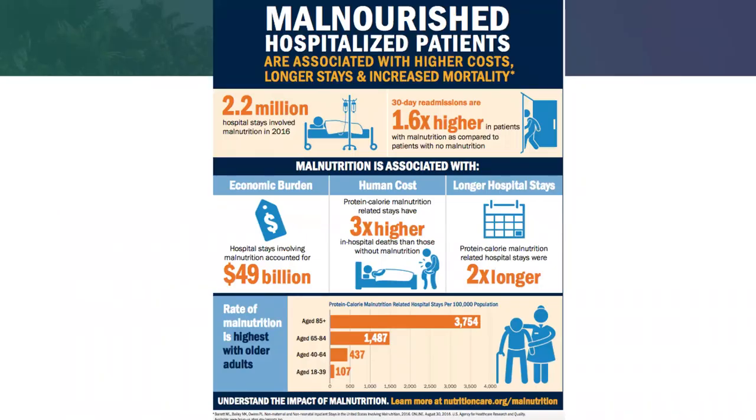So malnutrition, we know that malnutrition is highly prevalent in hospitalized patients, with an estimated 2.2 million patients being diagnosed with malnutrition in their stay. It's associated with numerous complications: 2 times longer hospital stay, 3-fold higher mortality rates, double hospital costs, 1.6 times higher 30-day readmission rates. Additionally, malnutrition is associated with other clinical outcomes such as impaired wound healing, infection risk, and immunosuppressed state. All things we don't want in our patient care.